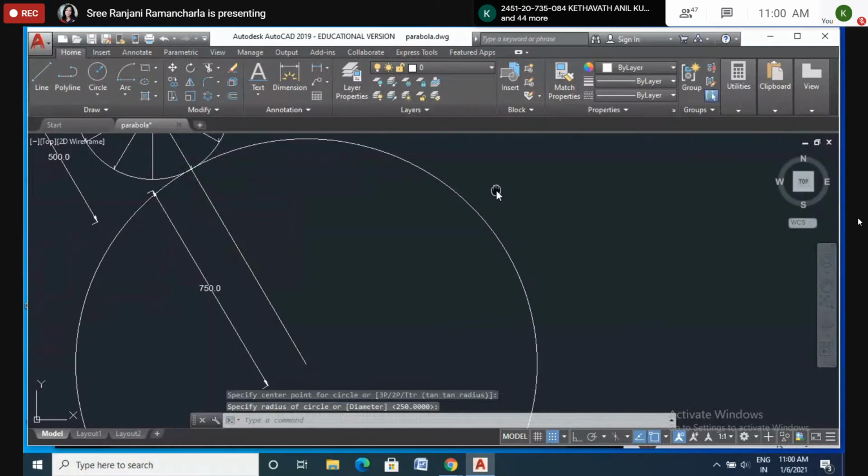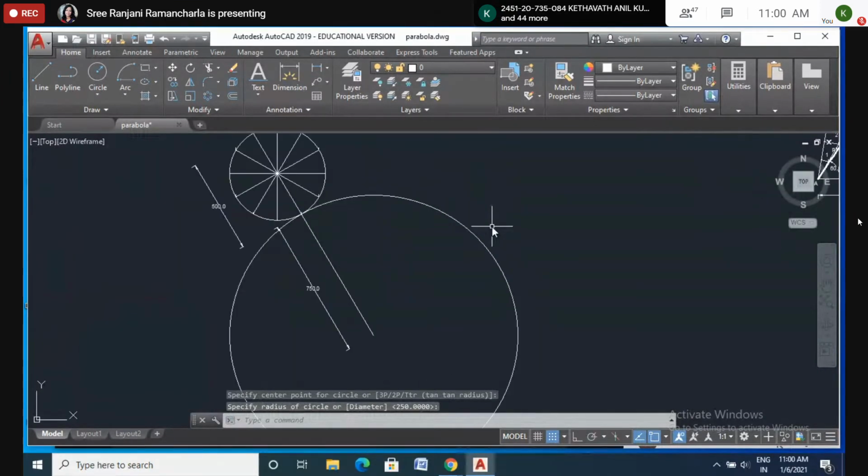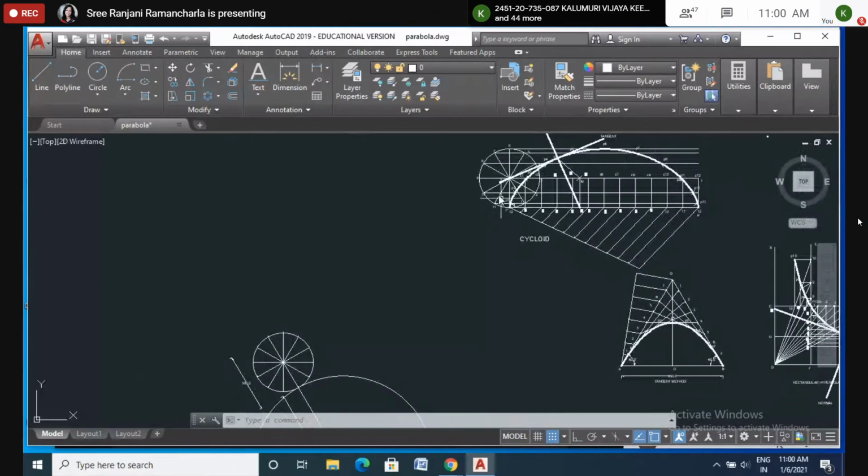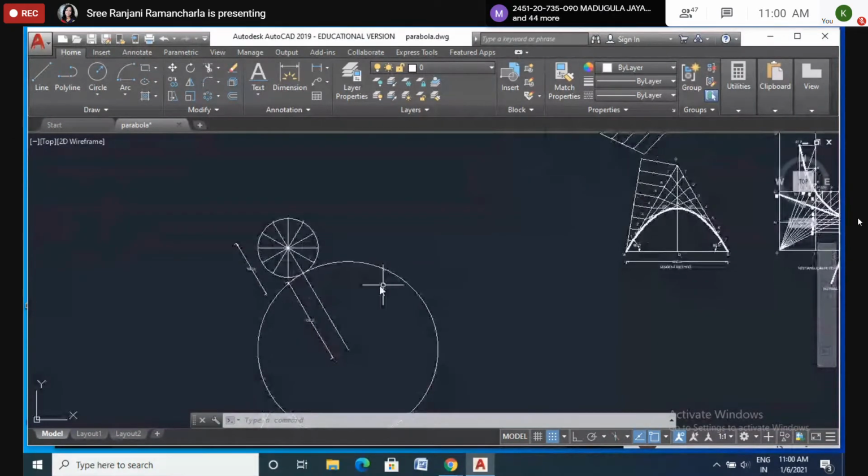So this is okay. Don't draw the circle here. This is rolling on this path. Previously it was rolling on a straight path, where the length was one circumference, that is nothing but one revolution. And here also it should revolve for one revolution. So we have to measure not the whole length. This length should be equal to the circumference of this circle.